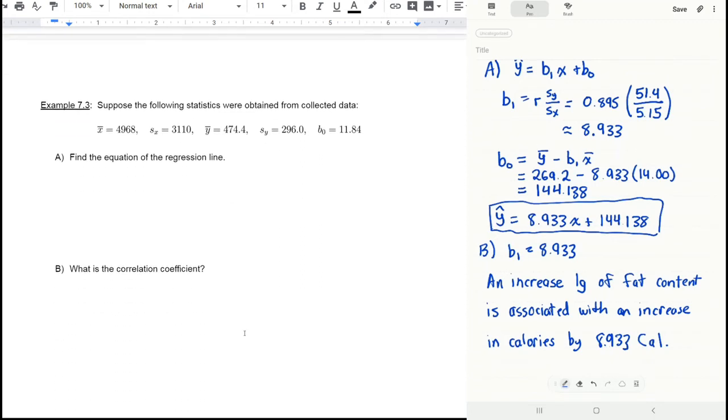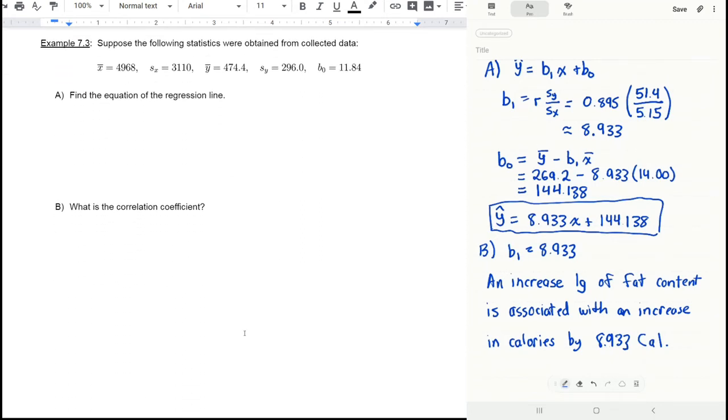So now in the next example, here we're given some statistics that were obtained from collected data. Here we're given the mean and standard deviation of the x variable, the mean and standard deviation of the y variable, as well as the y-intercept of the regression line. So now we can use this information to find the equation of the regression line.